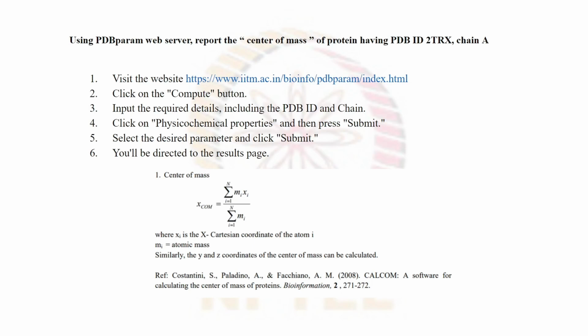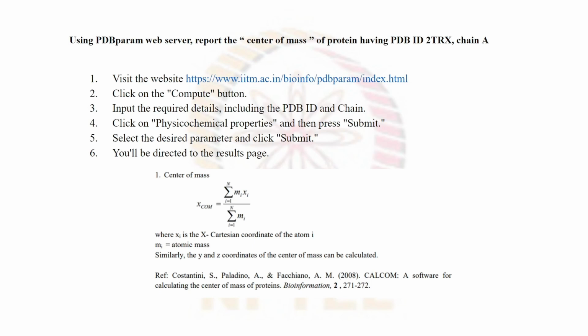The next task is on PDB param. First, visit PDB param. In Google, we can directly type PDB param. Once you enter the home page of PDB param, click on the compute button. You will be redirected to an input page. In the input page, fill all the required details: the PDB ID, which is 2TRX, and chain ID A.